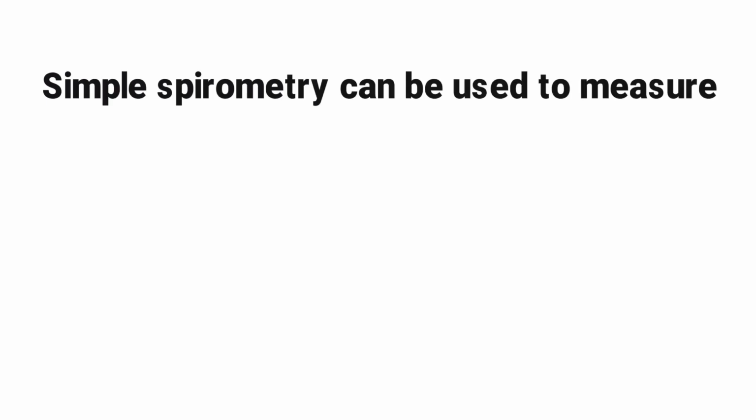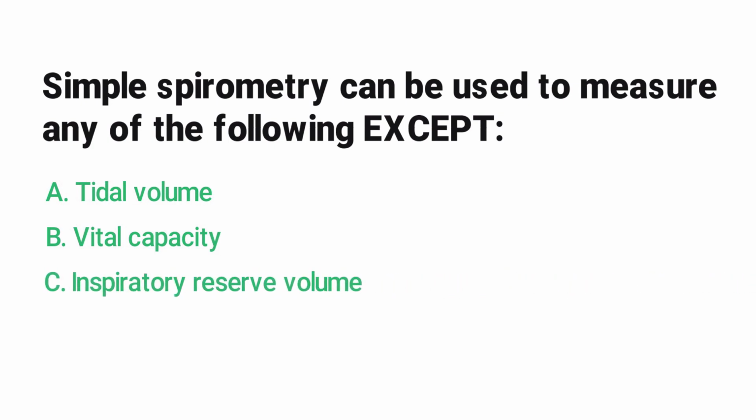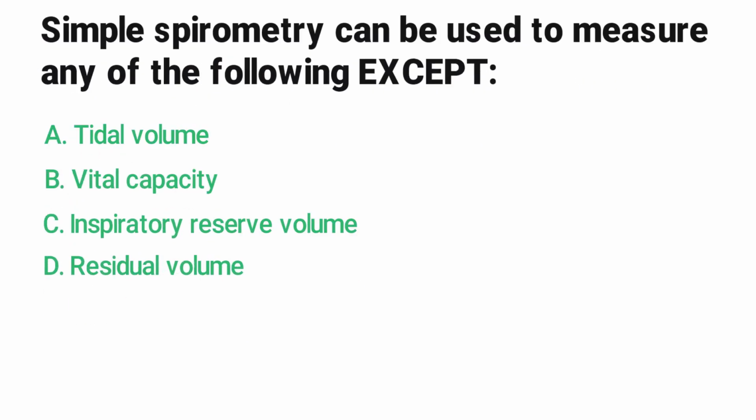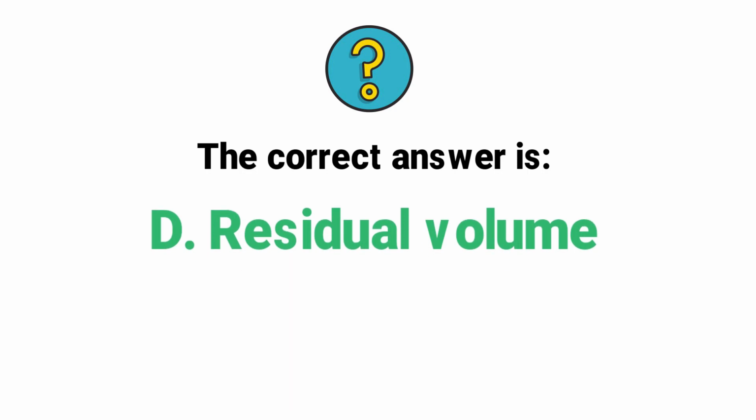Simple spirometry can be used to measure any of the following except A. Tidal volume. B. Vital capacity. C. Inspiratory reserve volume. D. Residual volume. The correct answer is D. Residual volume.